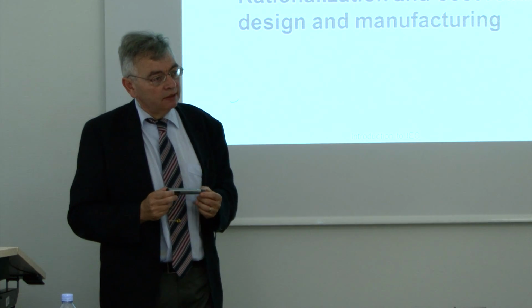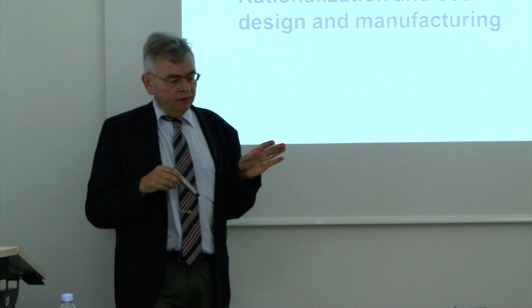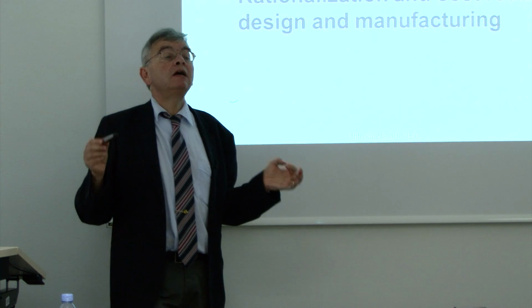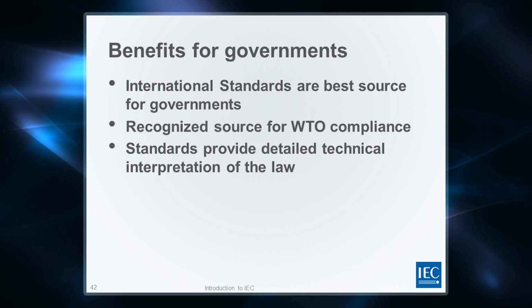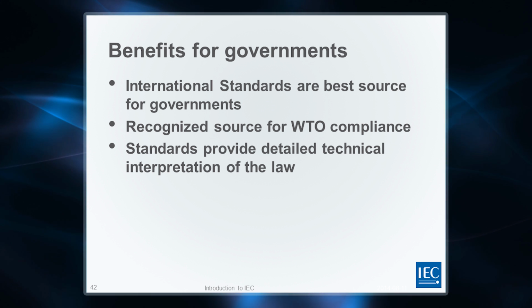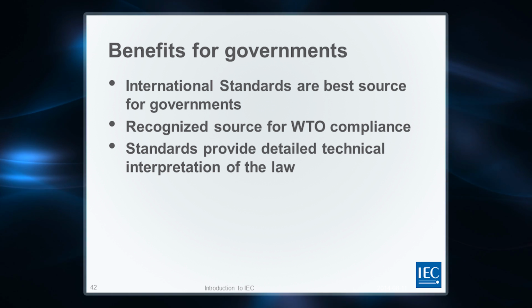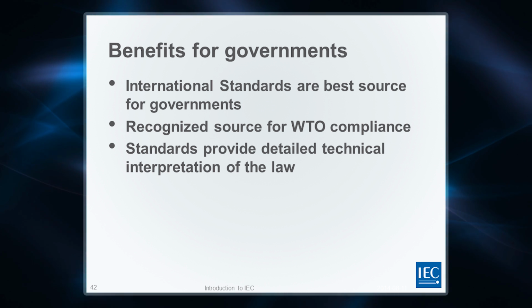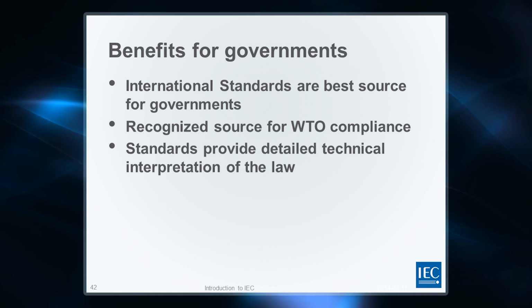Product safety and quality. We've heard about the importance of safety. And again, international standards, and we'll see a video about this, allow you to rationalize your production because you're producing a single product, hopefully valid in global markets. International standards are vital for governments because they're a good source of ways of implementing their laws and regulations. So they're a recognized source for compliance to the World Trade Organization's technical barriers to trade agreements. And they provide detailed interpretation of the law. They allow you to demonstrate that you're complying to the requirements of the law or of your regulation or directive.